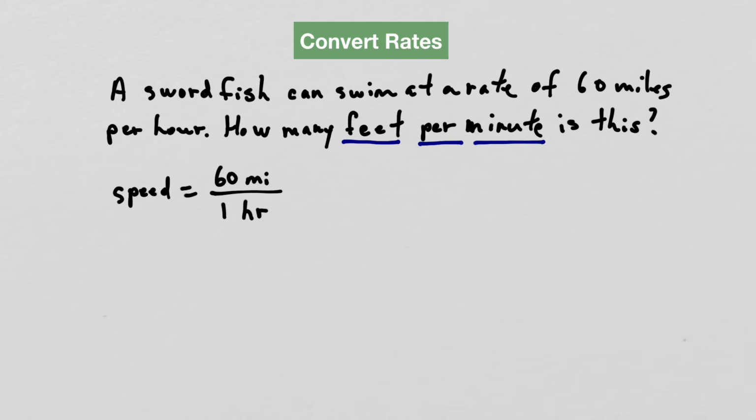So we have miles per hour, and we need to convert this to feet per minute. So we need to find out a couple things. First, we need to know how many feet there are in a mile. So I'm going to write it off to the side here. 1 mile is equal to 5,280 feet.